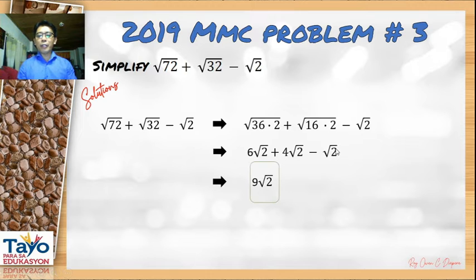Okay, let's simplify further. 6 plus 4 minus 1 square root of 2 is equal to 9 square root of 2. But why? 6 plus 4 is 10. Because square root of 2 has an implied coefficient which is 1. So that is why 6 plus 4 is 10, minus 1 is 9. Copy square root of 2.